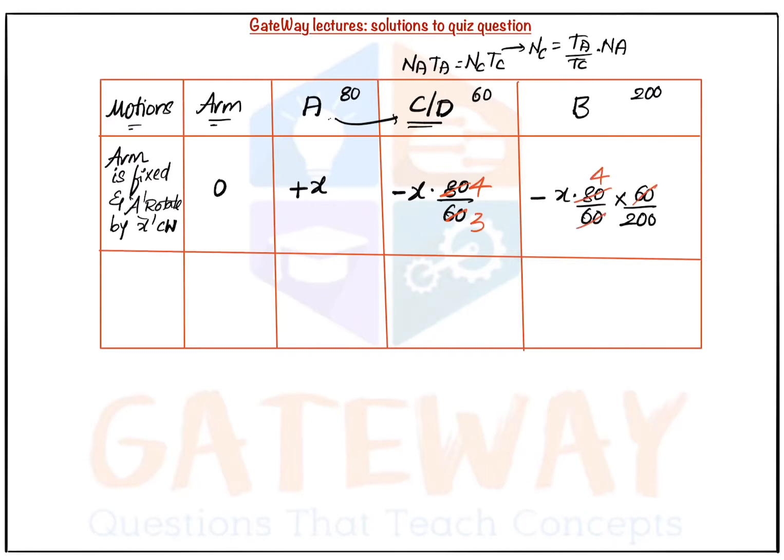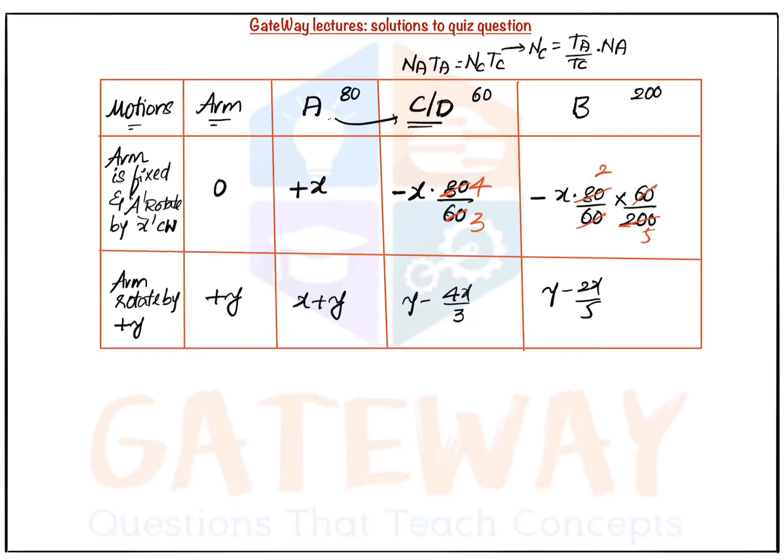This will be 2 times and this will be 5 times. So finally, now here the arm rotates by plus y. So arm will be plus y, this will be x plus y, this will be y minus 4x by 3, and this will be y minus 2x upon 5.